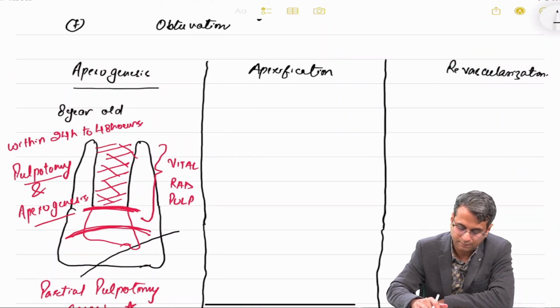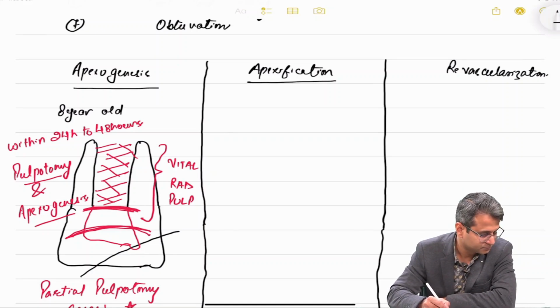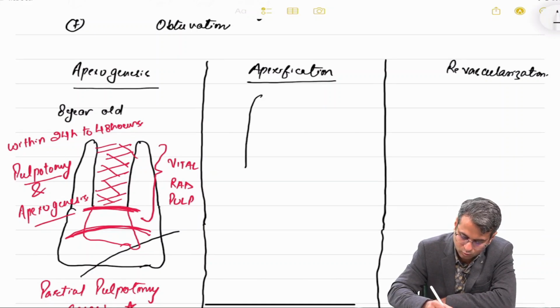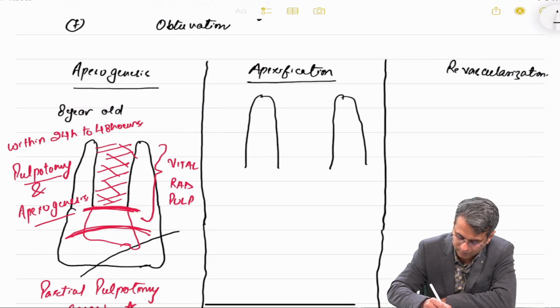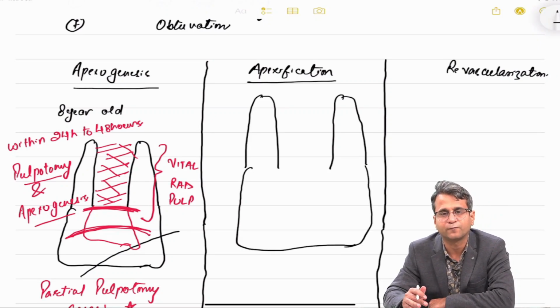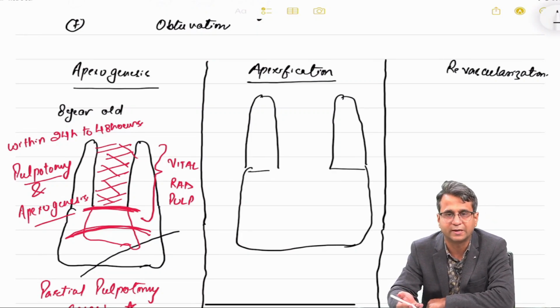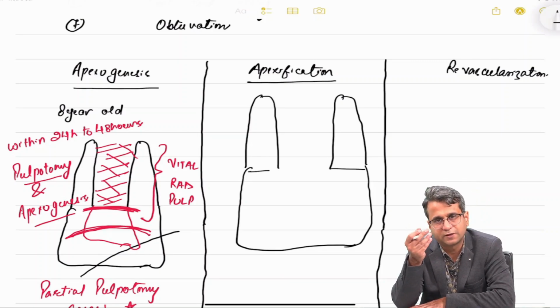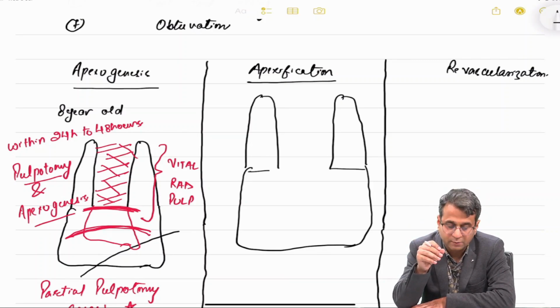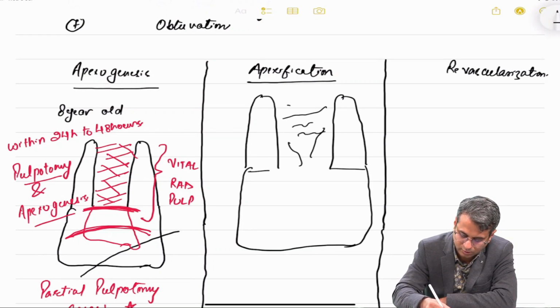Now apexification. Apexification is again an open apex case. But after the trauma, instead of the patient reporting to you within 24 to 48 hours, he comes to you say after 1 week. Now what happens is that the pulp is dead. So there is no pulp over here, or necrotic pulp over here.